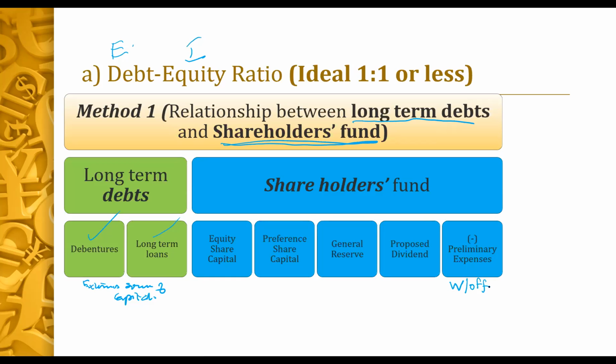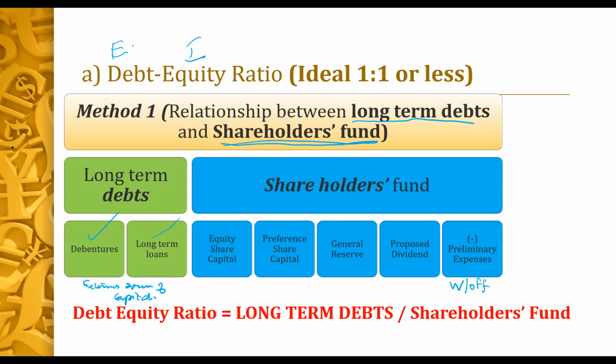So what is the formula? Debt equity ratio, first method. Long-term debts divided by shareholders fund. Are you getting the point? Is it easy?